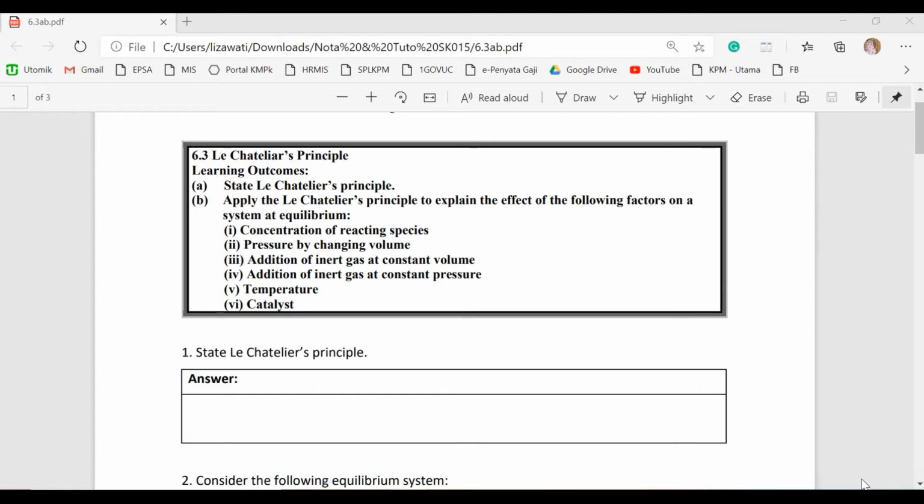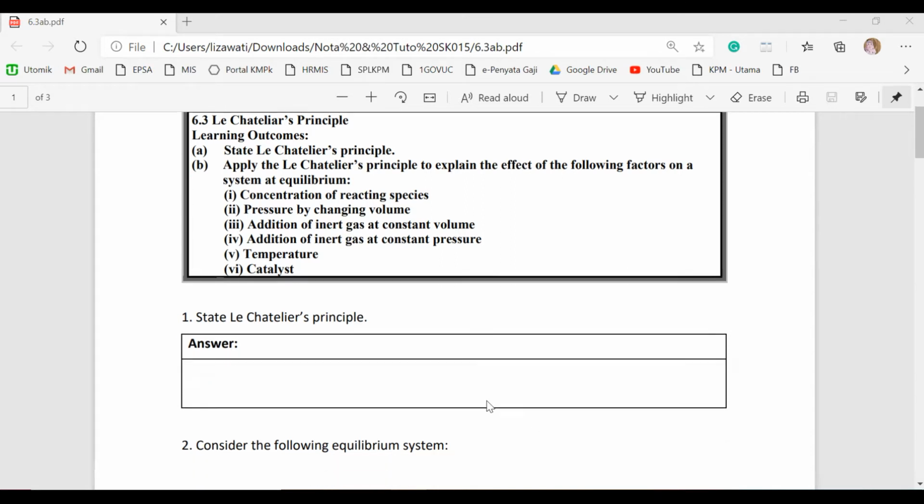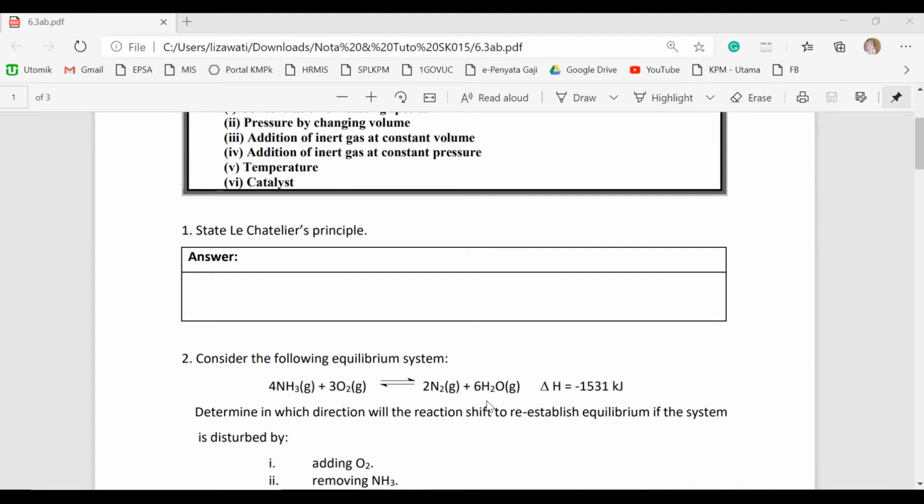Today, I would like to discuss the tutorial for 6.3 Le Chatelier principle. For question number 1 here, you can find the answer from the notes.